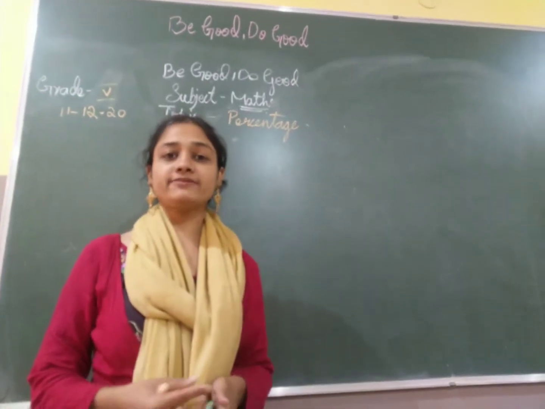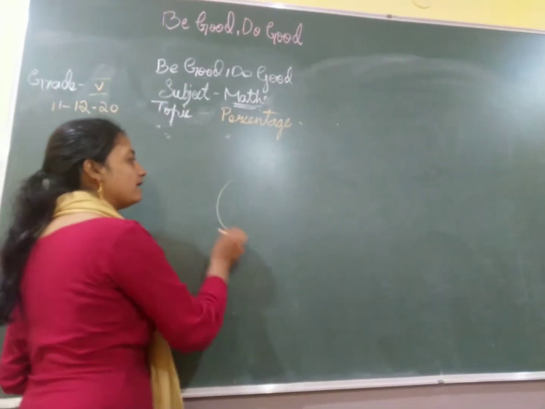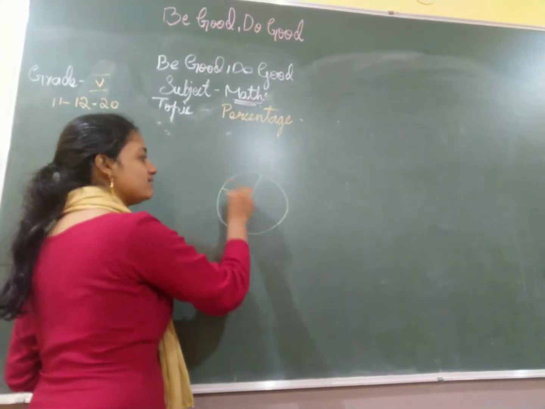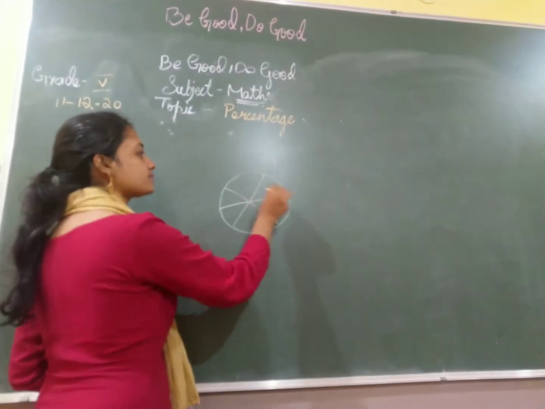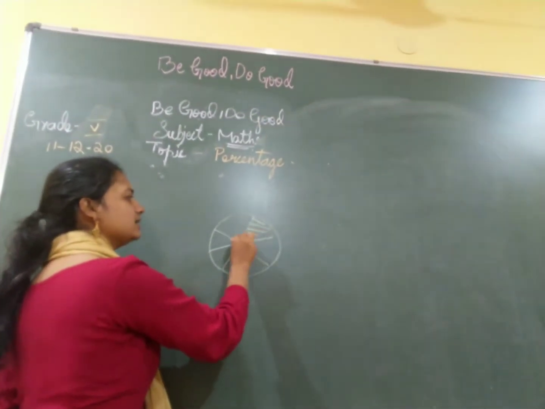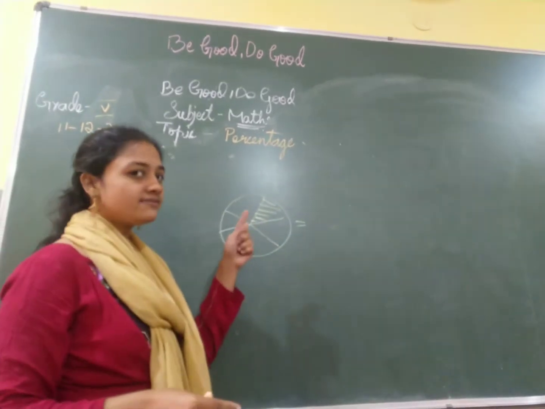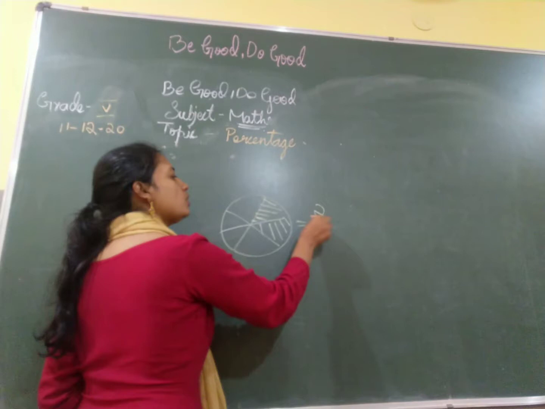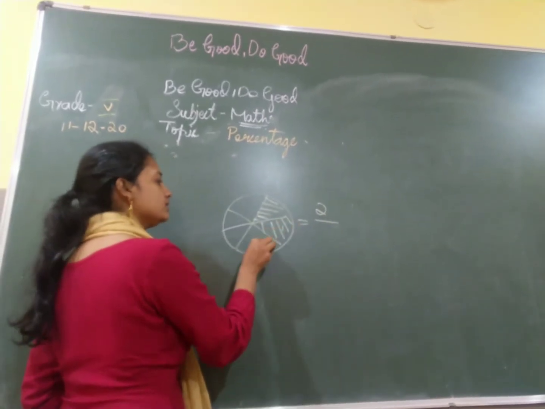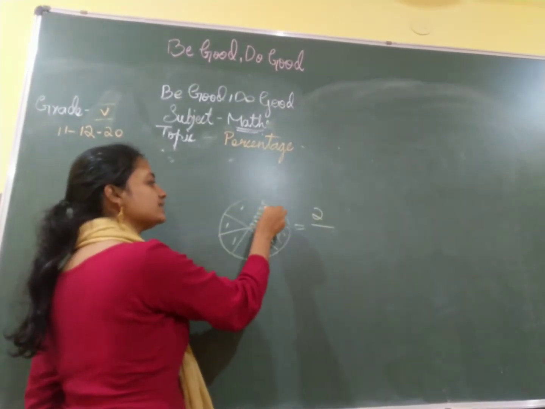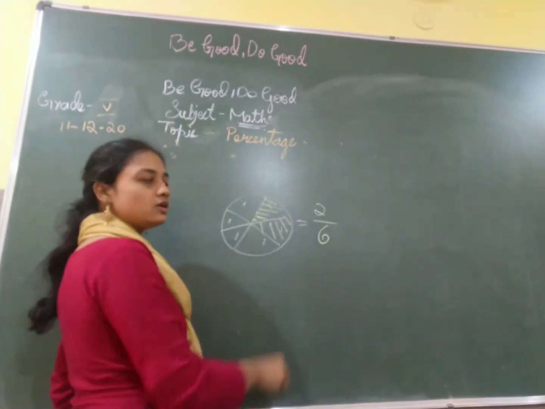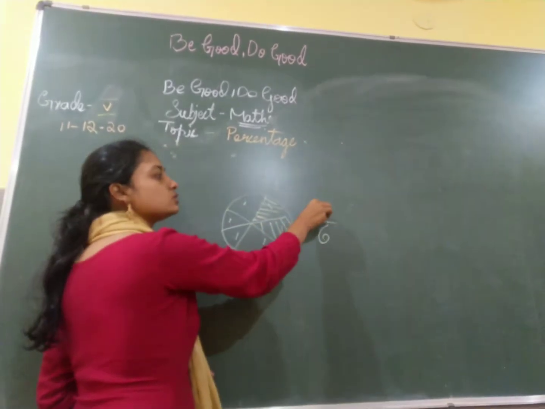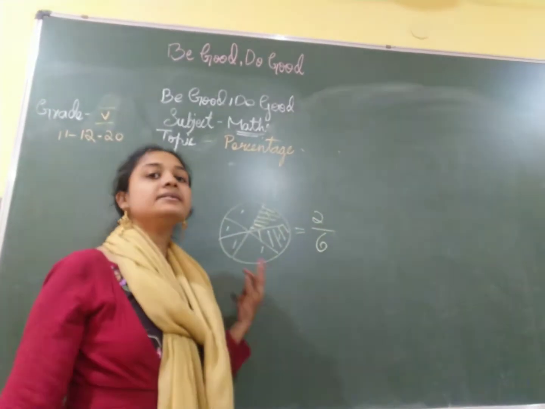So how will you represent a fraction, children? If I have a whole part, I will be dividing it into many parts, and whichever is shaded, I will be representing it in fraction. So how much is shaded here? 2 out of how many? 1, 2, 3, 4, 5, 6. 6. So the fraction of this is 2 by 6.